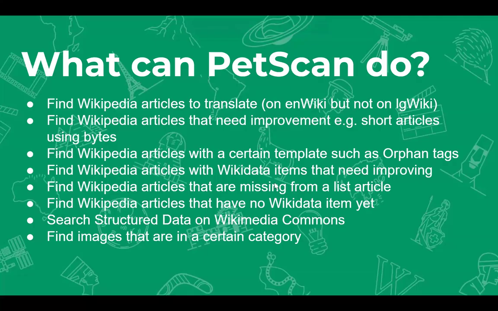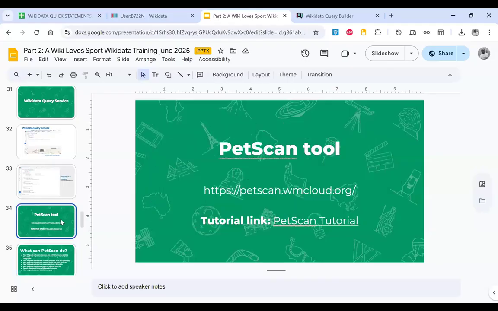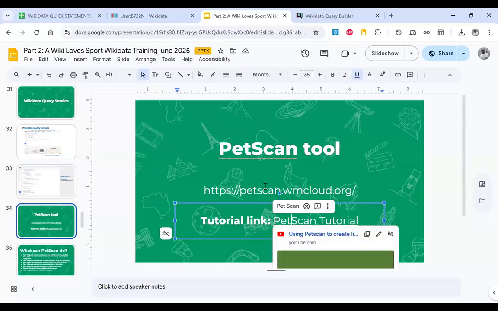Then also, Wikidata items that need improving, even if you find that we generate these automatic lists, as we saw in Hysteria bot, it might be missing, so that's why you can add it. Also, you can use it to find, say, Wikipedia articles that have no Wikidata items yet. So remember, there are bots that are always linking these articles. Also, you can search for structured data here and find images in a certain category. So still, when you come to this page, there is this tutorial. It will take you to YouTube to use PetScan.